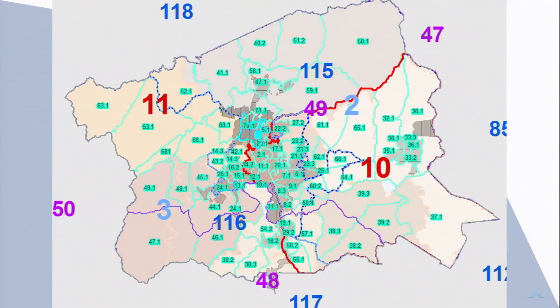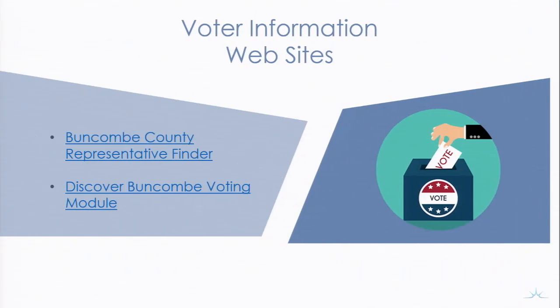If you remember the slide from earlier, it can get pretty confusing to know what district you're in, who you're voting for, where your polling location is, what precinct you're in. So we wanted to develop some applications to help voters find that information easily, and we developed the Buncombe County Representative Finder and the Discover Buncombe voting module.